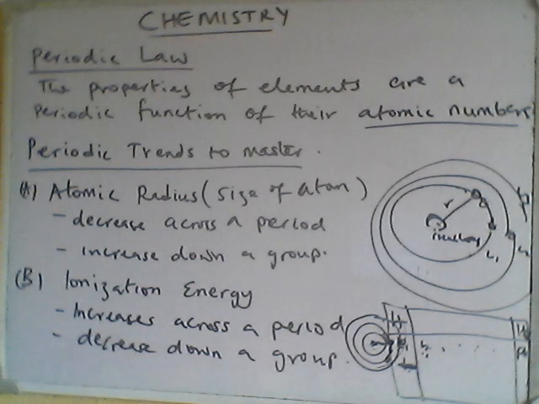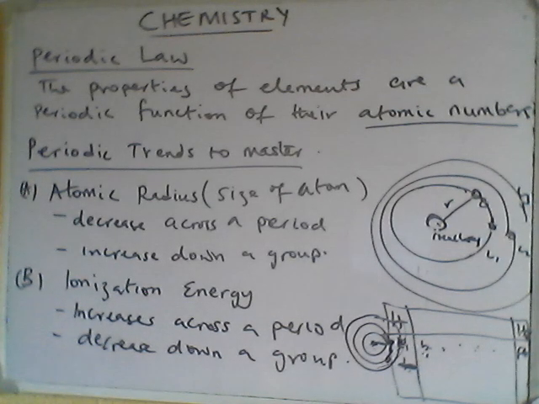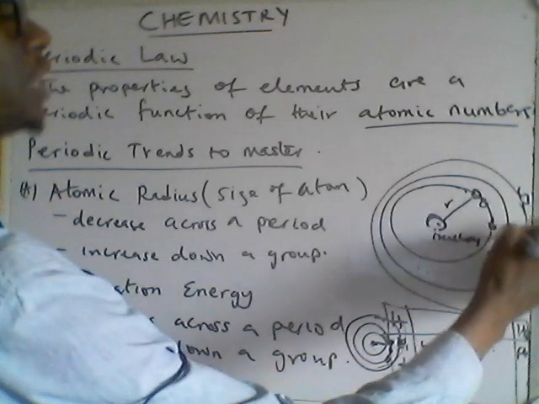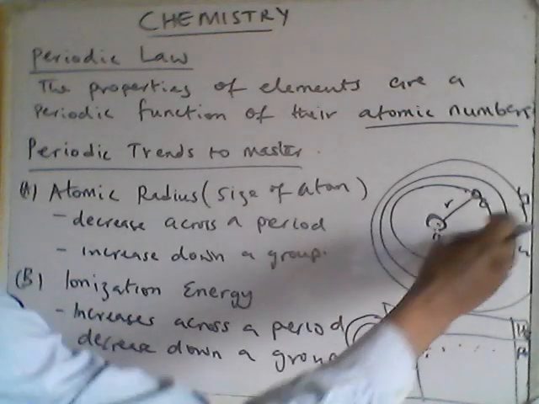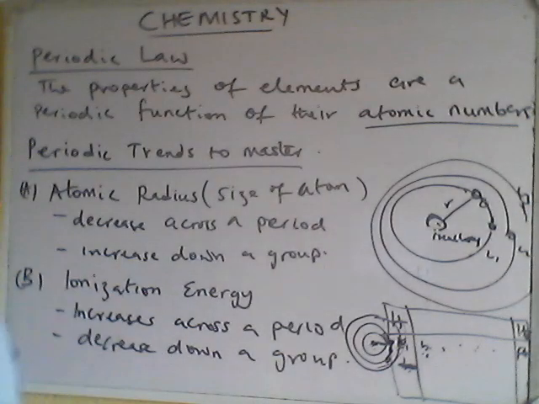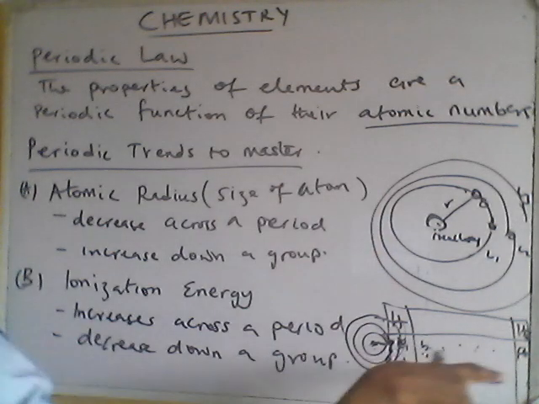Okay, now the next trend we'll look at in the periodic table is what we call ionization energy. What is this concept, ionization energy? Ionization energy is the energy required to remove a single mole of electrons from an atom in a gaseous state. So I want to remove one electron from the outermost shell. That is the energy that is required. You agree with me that the more shells you have, the lesser the energy that is required. You understand? So ionization energy increases across the period, but decreases down the group.